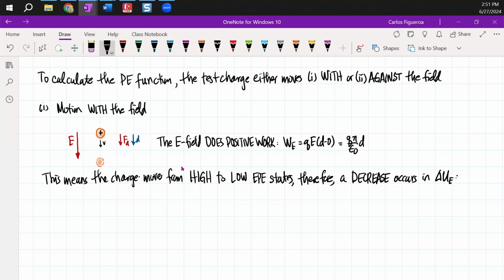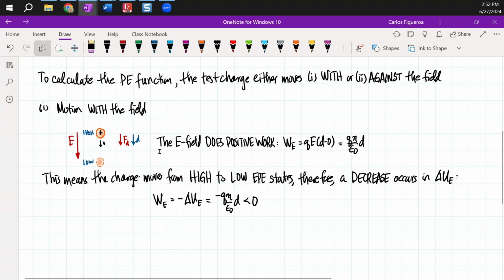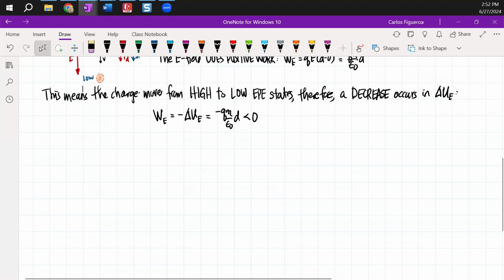And that's not a surprise here because now I have the work of the electric field, and that's the negative of this. So if this is positive, that means that the potential energy change is negative. So then this has to be minus Q eta over epsilon times d. And this is negative, telling us that the charge is doing what? It's moving from a high energy state to a low energy state. Now we can do the same thing with our other situation.